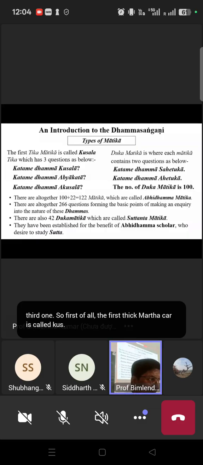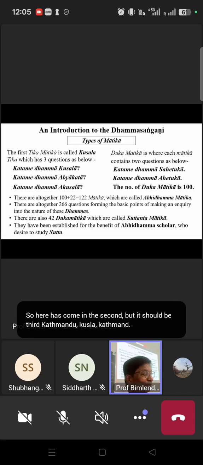Now in this Kusal Tik, there are 3 questions: Katme Dhamma Kusala, Katme Dhamma Akusala, Katme Dhamma Abhyakata. Here Abhyakata has come in the second, but it should be third. Now these 3 have been discussed on the basis of planes of existence, that is the Bhumi: Kamavachar Bhumi, Rupavachar Bhumi, Arupavachar Bhumi and Lokuttar Bhumi.